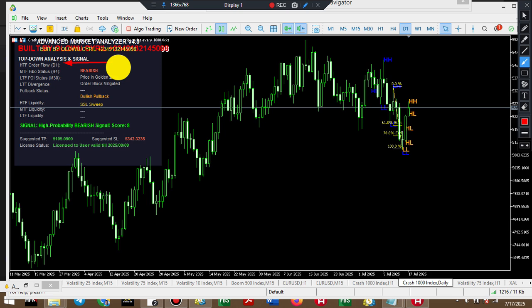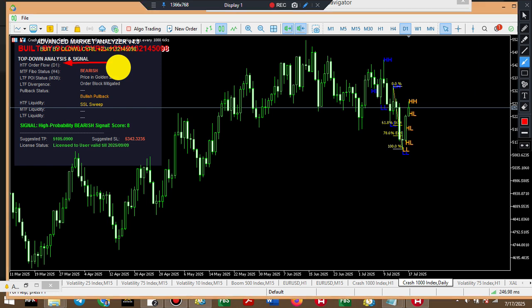POI means point of interest, on a supply zone. In the case of this one, we can call it a bearish order block or a supply zone. Then in the case of a buy, we call it a bullish order block or a demand zone. So these are the things it's going to put together, key information to trigger a message into your phone telling you, okay, there's an opportunity here.